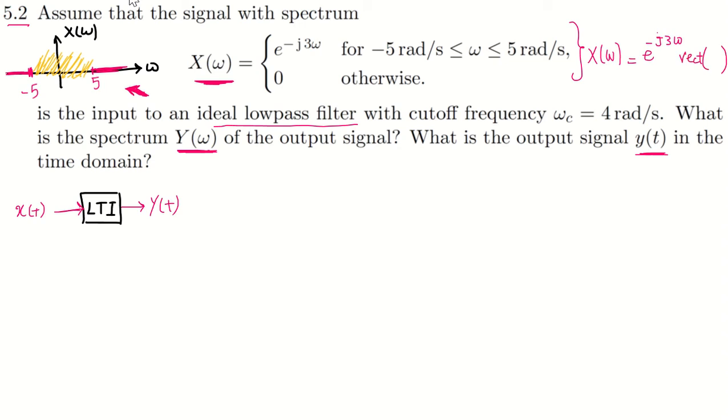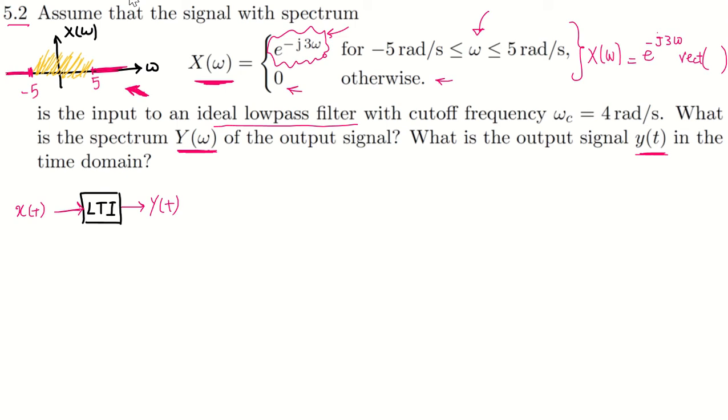The rectangular function is going to be 1 when the frequency is in this range, because this value times 1 remains this value. And it's going to be 0 for the frequencies out of this range. And when it is 0, 0 times e to the power of minus j times 3 times omega is 0. That's exactly what we want.